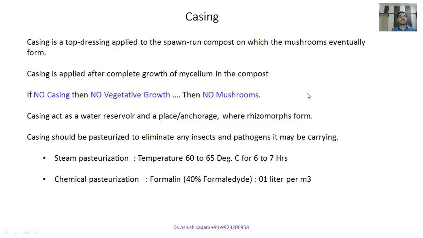So what are the benefits of casing? The benefit is that it acts as a water reservoir. It acts as a place. It provides the anchorage where rhizomes form.